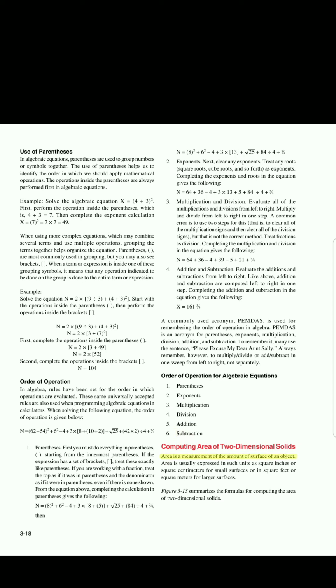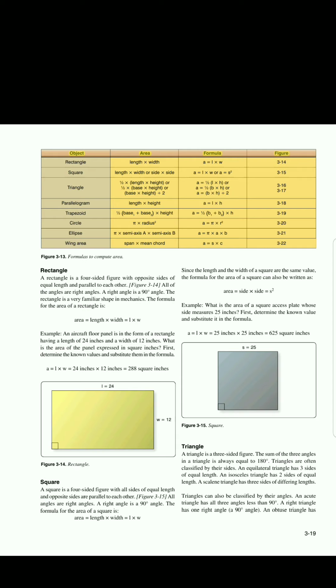Area is a measurement of the amount of surface of an object. Area is usually expressed in such units as square inches or square centimeters for small surfaces, or in square feet or square meters for larger surfaces. Figure 3-13 summarizes the formulas for computing the area of two-dimensional solids. Object area formula figure.